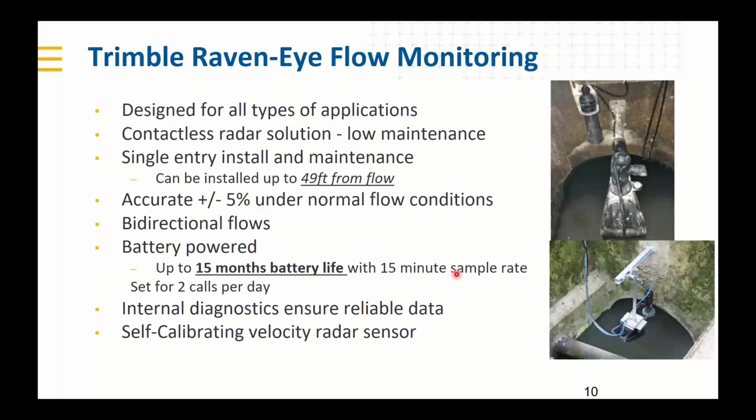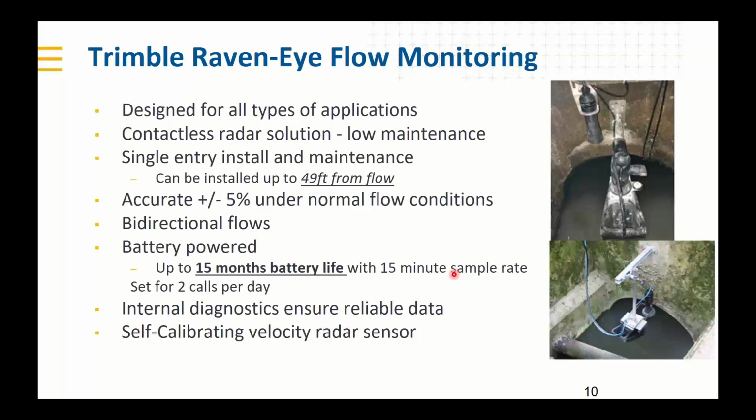It's battery powered, and we get up to about 15 months of battery life with our Raven-Eye hooked up to our Ru-35, when you're sampling 15 minutes a day and you call all the data up to our Unity platform twice a day. That's very beneficial to most people. A lot of the other flow monitoring applications, batteries last anywhere between 4 to 8 months. So just having the ability to run these things for over 12 months really helps to solidify the low cost of ownership for the Raven-Eye.